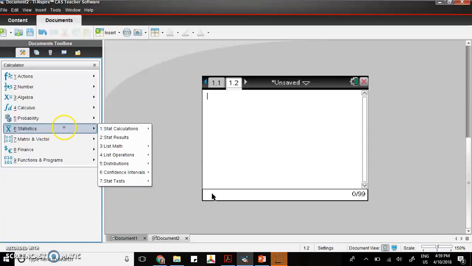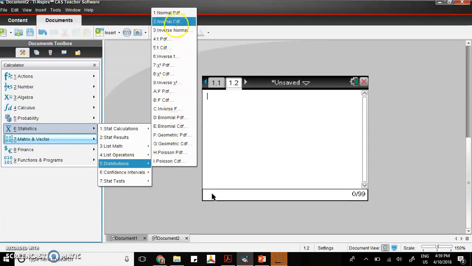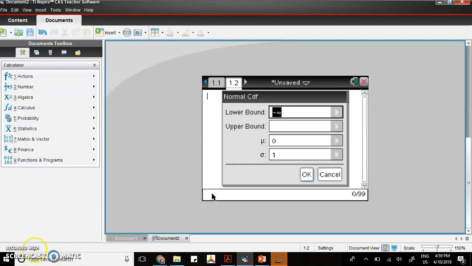In your calculator screen, you go to Statistics, Distributions, and Normal CDF. My lower bound is my z value, and I'm going to the right of that. My upper bound we're going to say is 4 standard deviations.